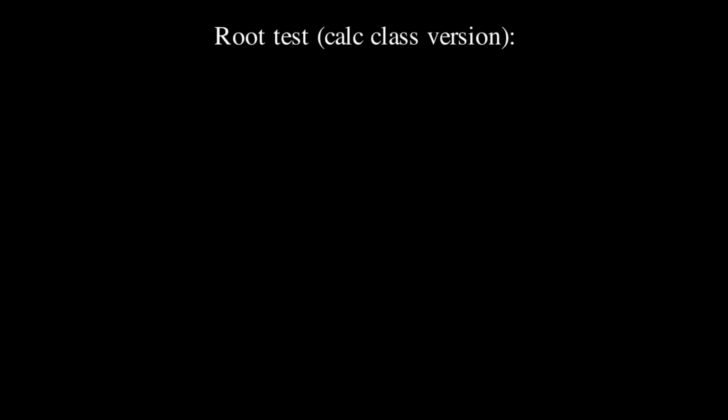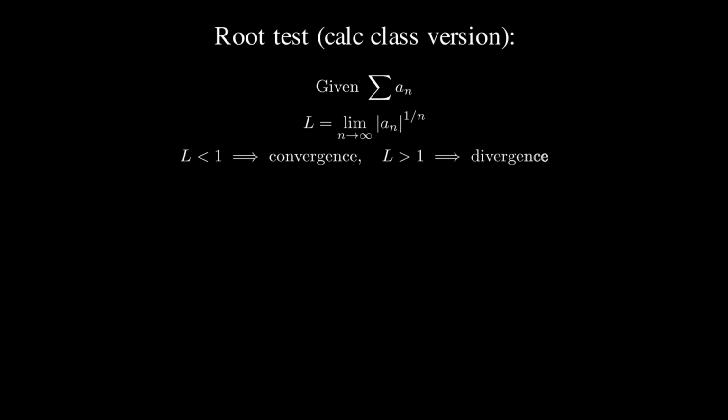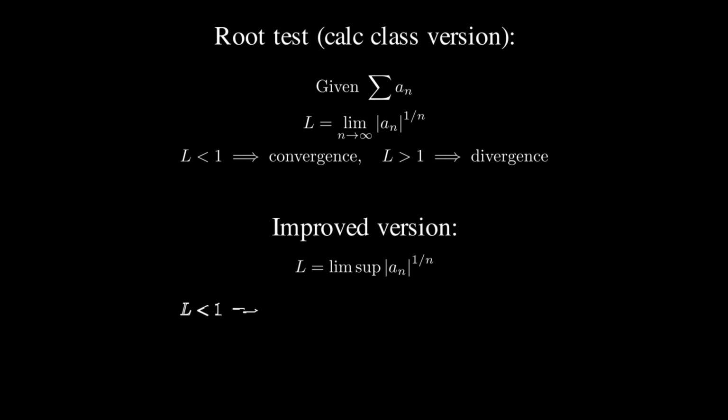The high school calculus version of the root test says to take the limit of the nth root of the absolute value of the nth term. If the limit is less than 1, you have convergence, and if it's greater than 1, the series diverges. The new version says that the sequence of nth roots doesn't even need to have a limit. Just take the lim sup of the nth roots of the absolute values. If the lim sup is less than 1, you have convergence of the series, and if the lim sup is greater than 1, you have divergence. Notice we don't even need to use the lim inf for this test.